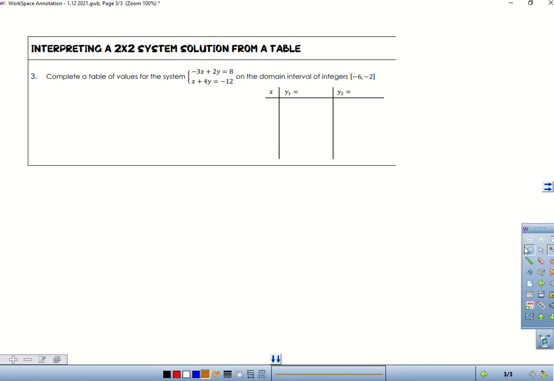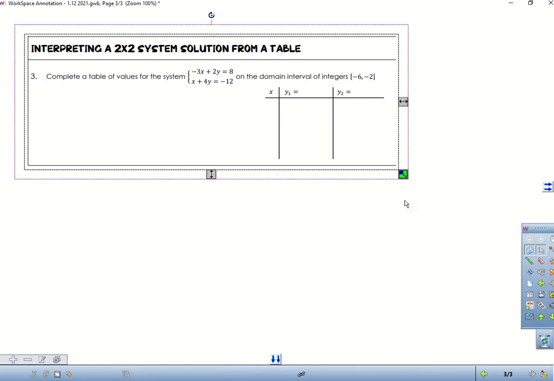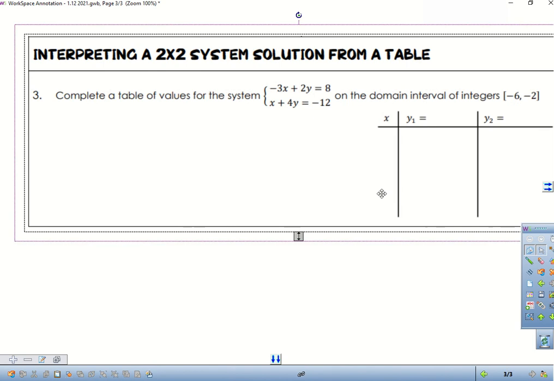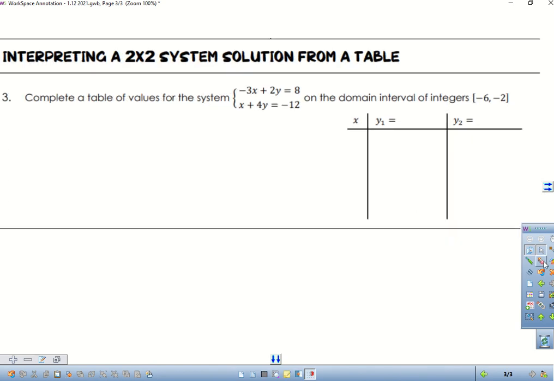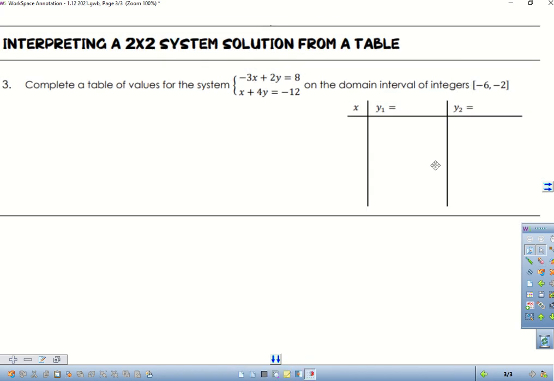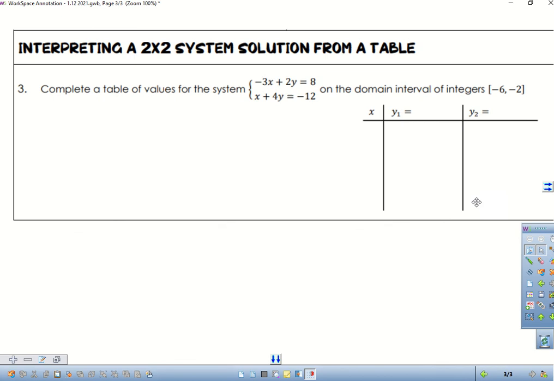So now we're going to talk about interpreting a 2x2 system. So I'm going to make this a little bit bigger. This is kind of what we call a guess and check model, and this gives us the ability to basically figure out if a system has a solution based on plugging in points.